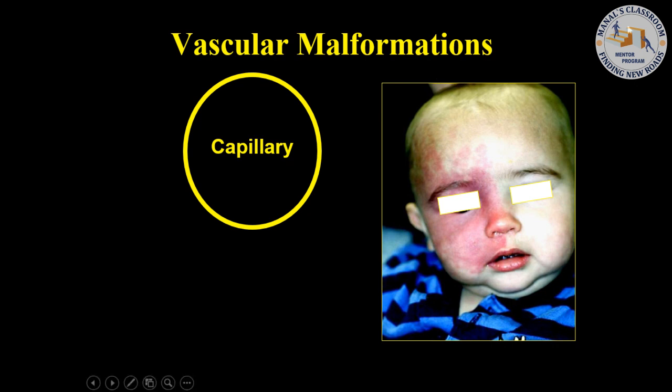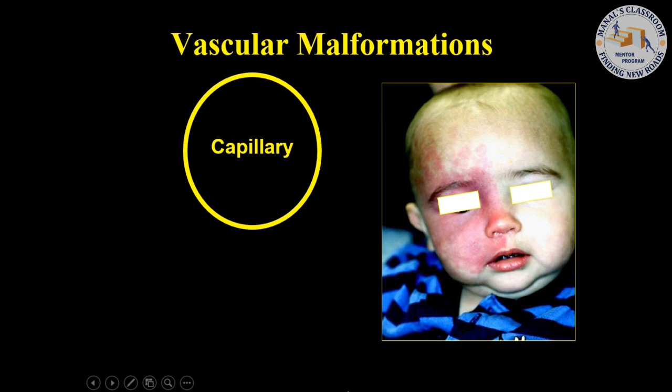So capillary malformations tend to be really discolorations of the skin. We see a little bit of increased capillary flow here involving the skin, and this particular case is in the V1 and the V2 distribution. So anybody remember the type of phacomatosis this is typically associated with?